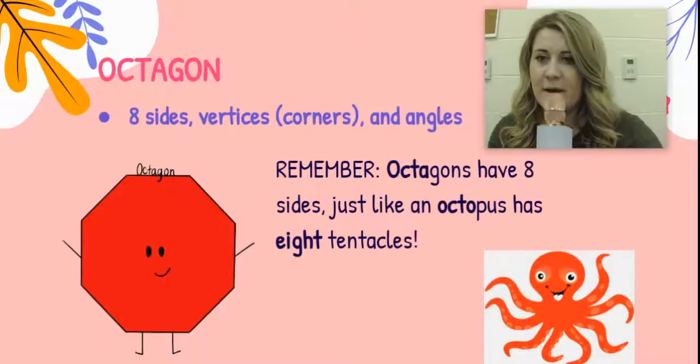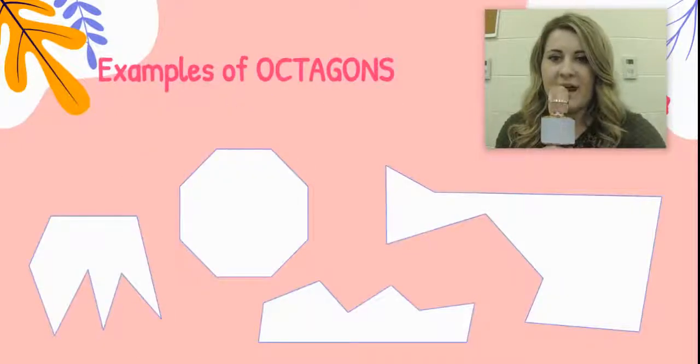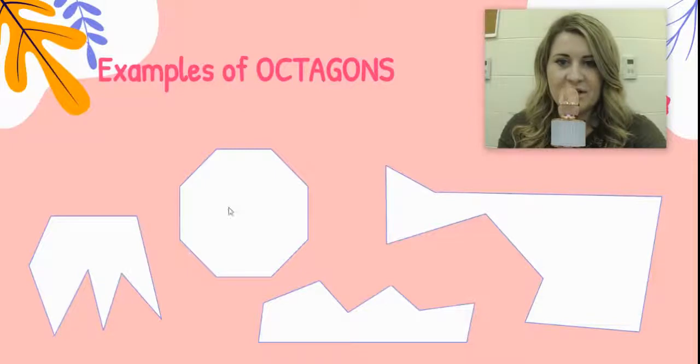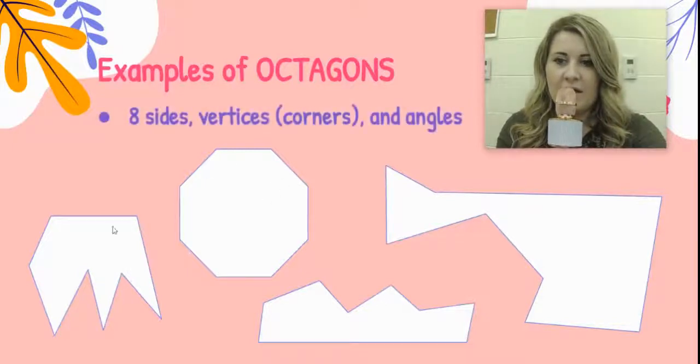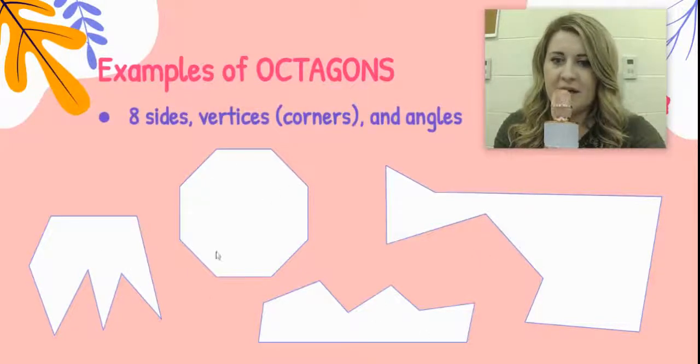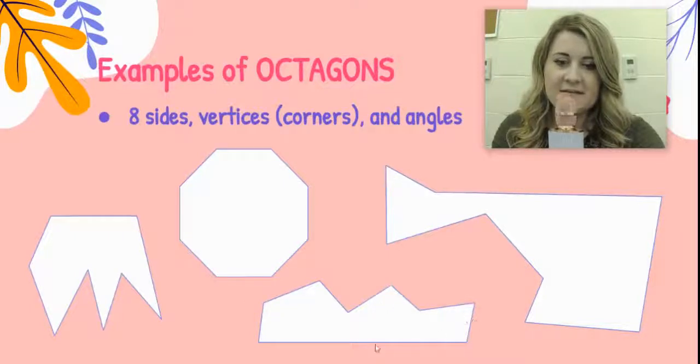Let's look at some more octagons over here. Right here we have our stop sign looking object. We have our random shapes over here. So we're going to count these sides to see if these are all octagons. 1, 2, 3, 4, 5, 6, 7, 8. That one's good. 1, 2, 3, 4, 5, 6, 7, 8.